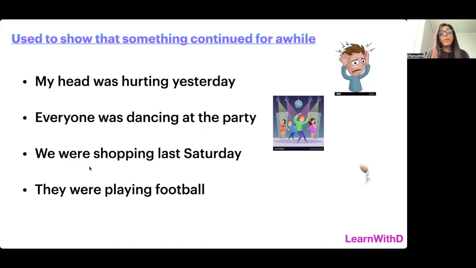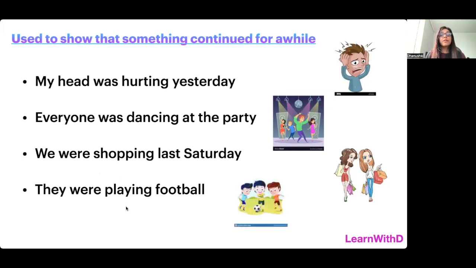We were shopping last Saturday. Again, was is the verb to be, and shopping is the continuous form of the verb. Shopping is an activity that is done for a period of time, right?